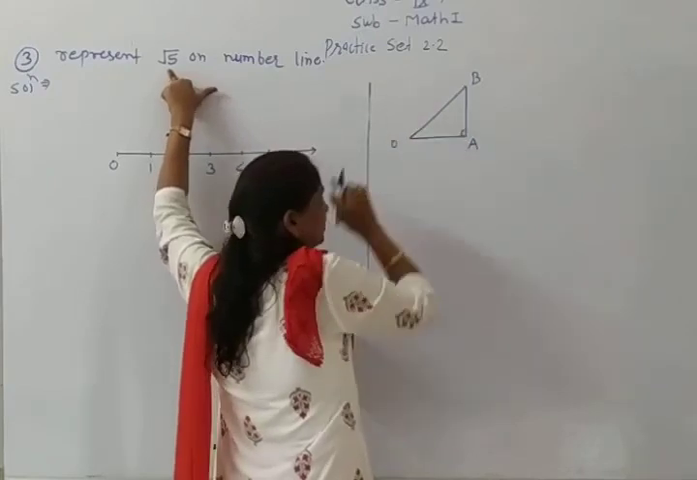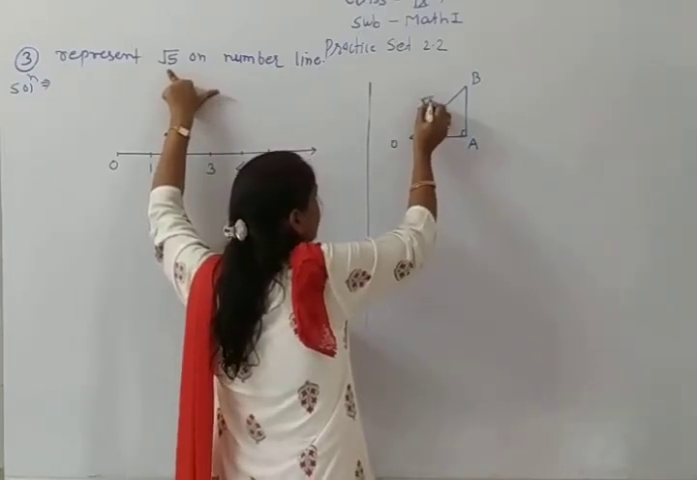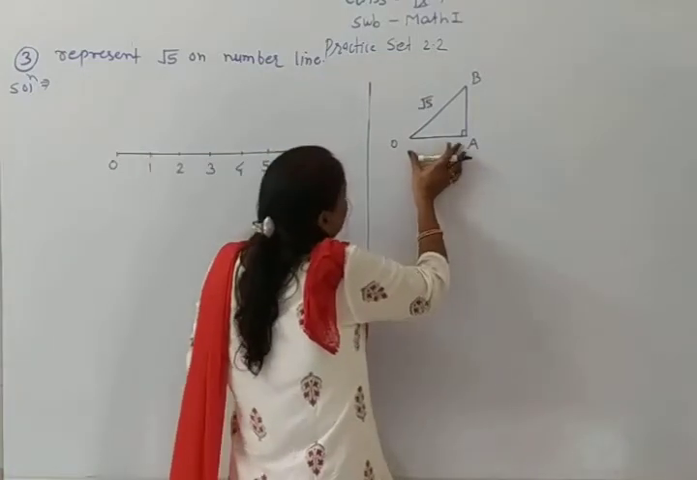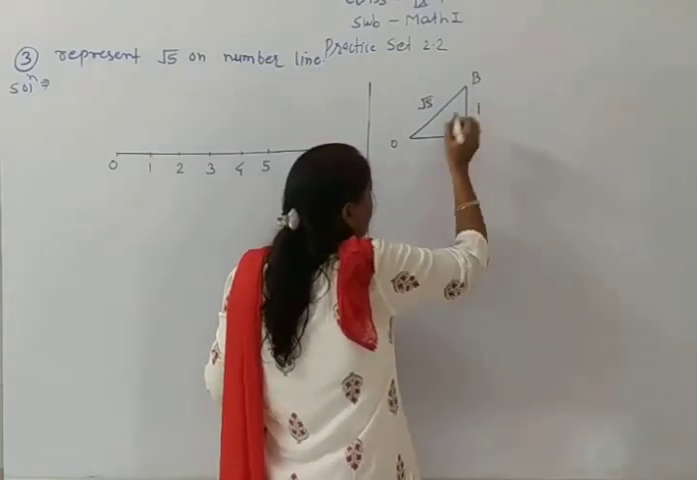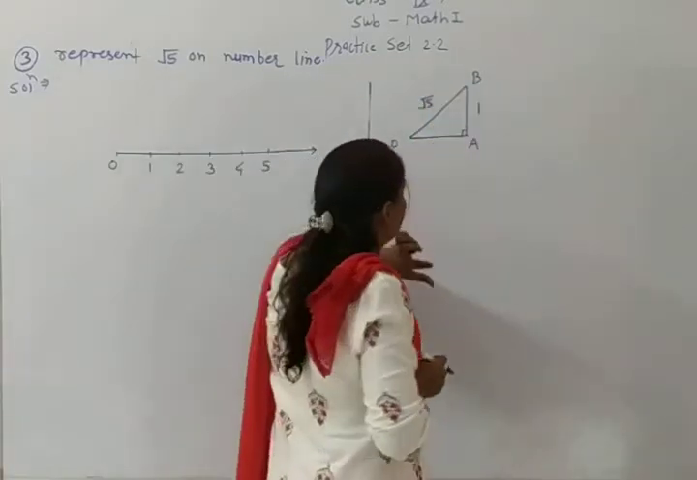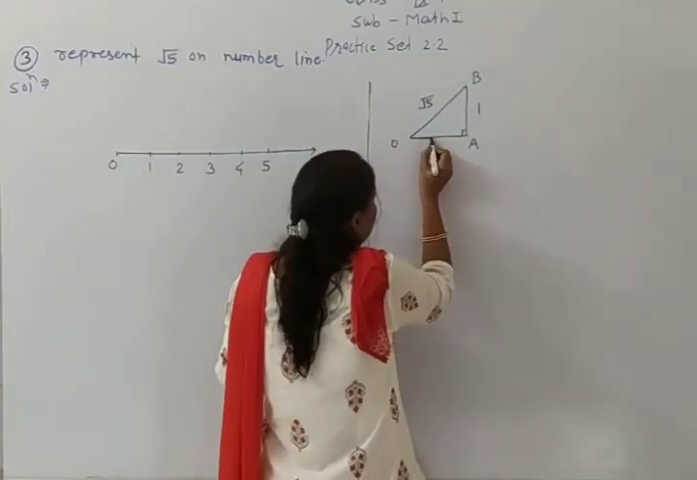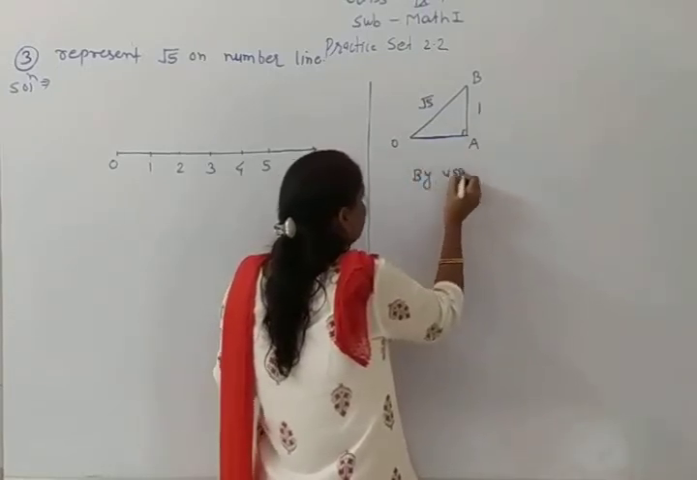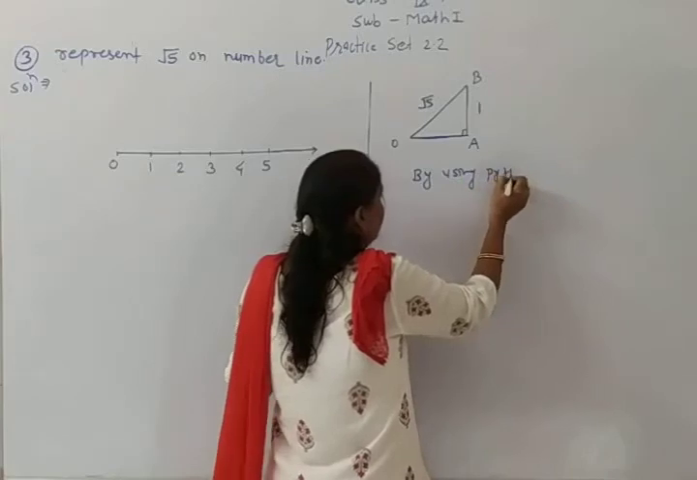So its opposite side is the hypotenuse. So consider that OB equal to root 5. Okay, then OA and OB, let us consider that AB equal to 1 centimeter, and then find the value of OA. So by using Pythagoras theorem, this is rough work.